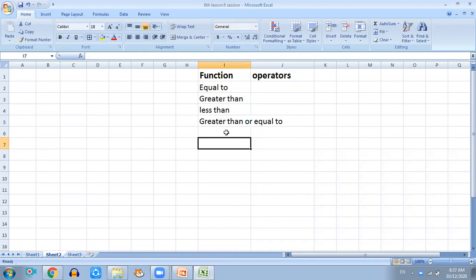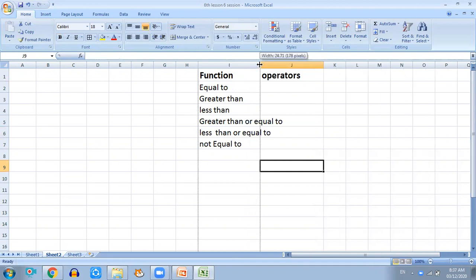Then, same thing, we will learn less than or equal to, greater than, equal to, less than, equal to, then not equal to. The last one is not equal to. So how, what are the operators used for these?